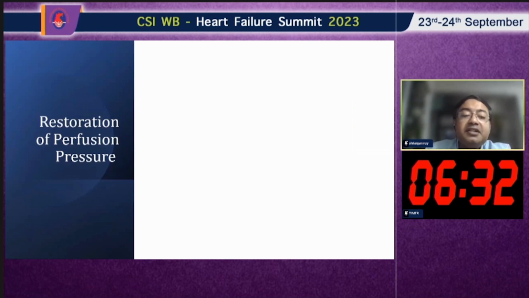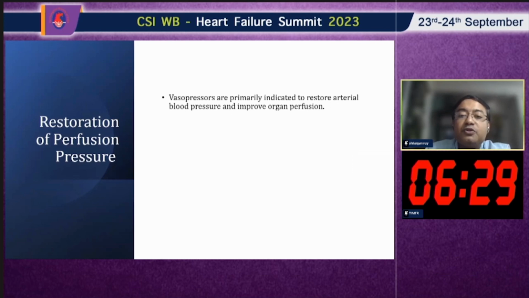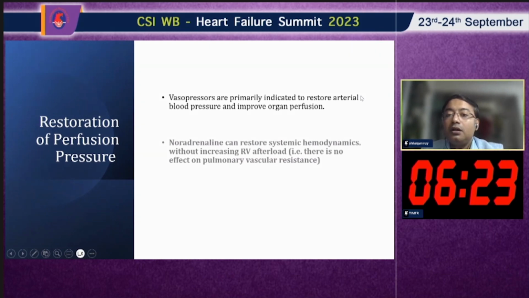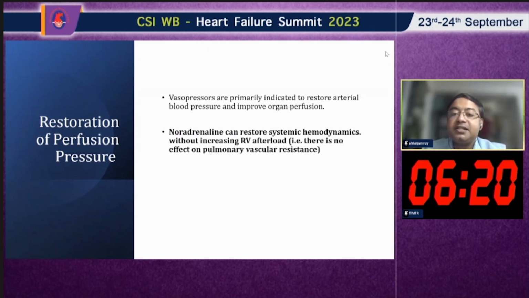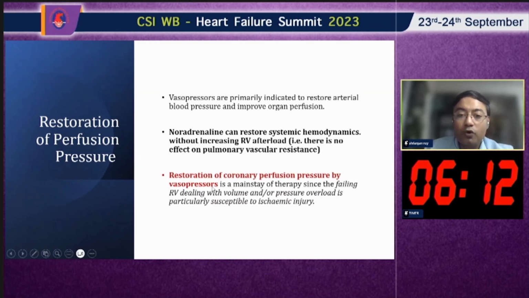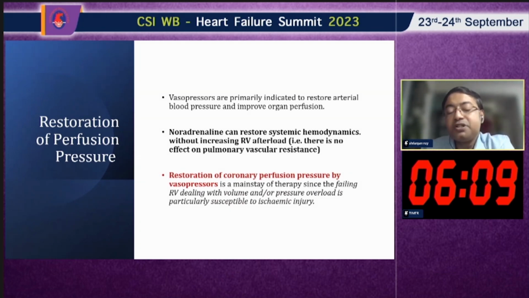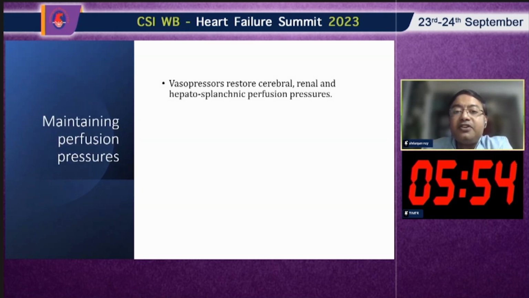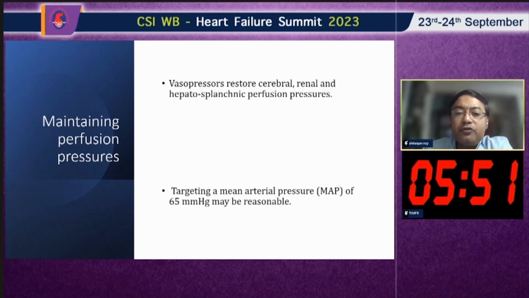The second point of management is restoration of the perfusion pressure, and for that vasopressors are primarily indicated to restore the arterial pressure. Noradrenaline can restore the systemic hemodynamics without increasing the RV afterload, which is beneficial because noradrenaline has no effect on pulmonary vascular resistance. Restoration of coronary perfusion pressure by vasopressors is of utmost importance, because the failing RV dealing with volume or pressure overload is particularly susceptible to ischemic injury, and unless we improve the coronary perfusion of the right ventricle, it is unlikely to improve. Vasopressors restore the cerebral, renal, and hepatosplanchnic perfusion pressures.